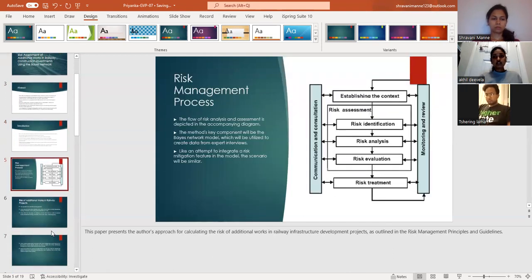Risk management process. In this figure, we can see how the risk will be identified, assessed and evaluated. The flow of risk analysis and assessment is depicted in this diagram, and the method is an attempt to integrate a risk mitigation feature in the model, so the scenario will be similar. When we assess risk, we first have to identify the risk, then analyze the risk, and then evaluate the risk. These three parts come under risk assessment. Next, coming to the next slide.